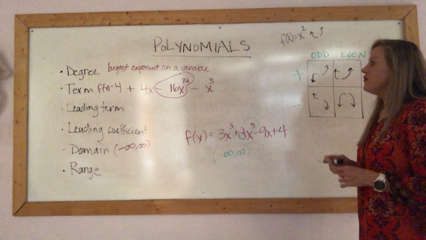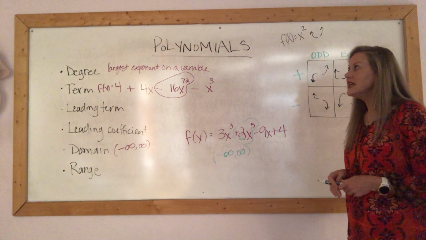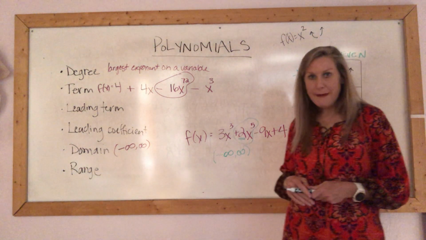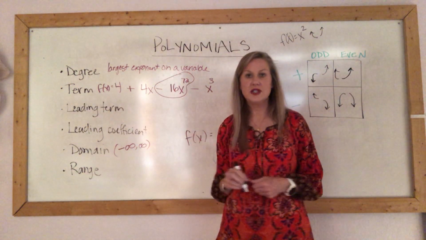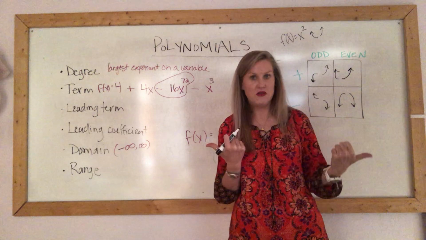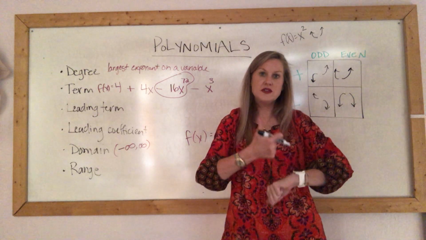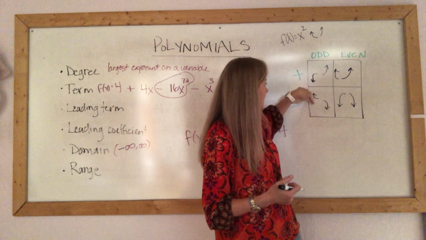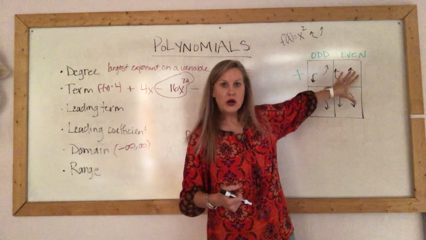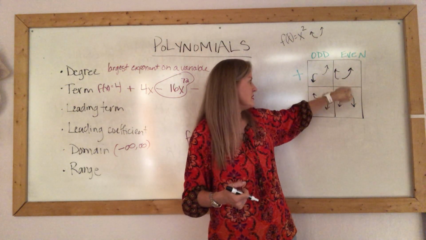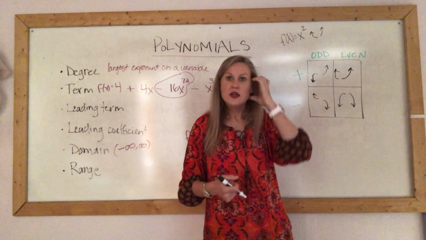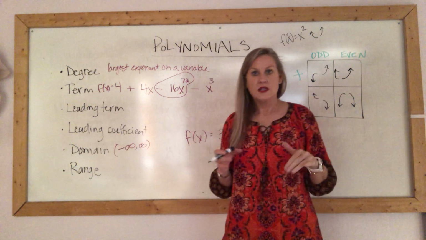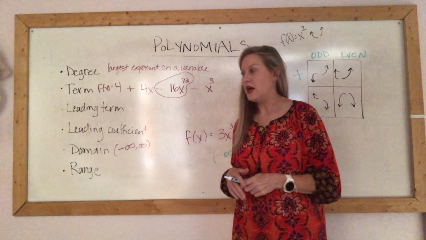So those are a few things that we are really interested in when we're describing polynomials. We want to know the degree, the leading term, leading coefficient. Domain is always left and right forever. What's the range? Do we go up and down forever? Or do we top out at some y value or bottom out at some y value? So those things are really important to describe the behavior of polynomials.